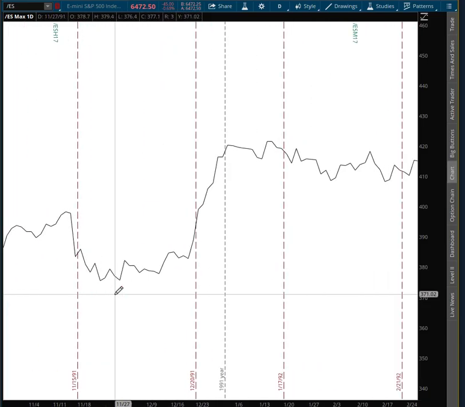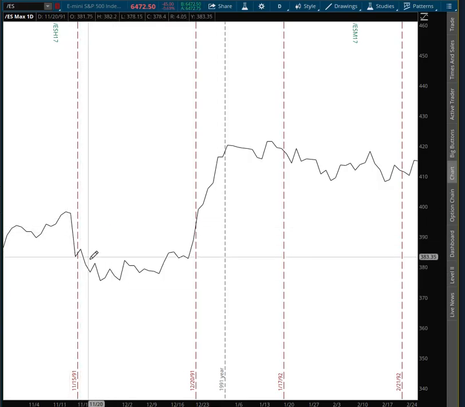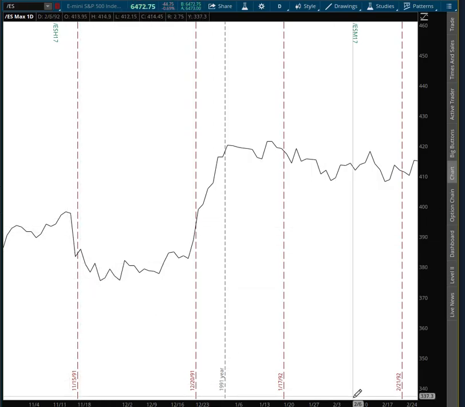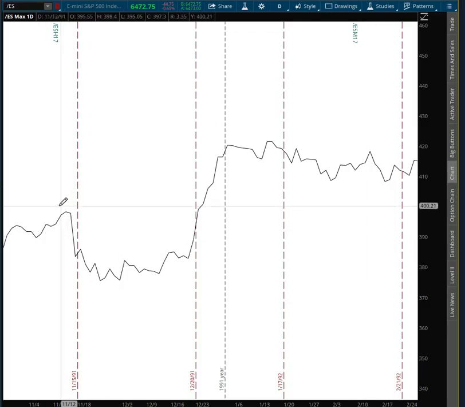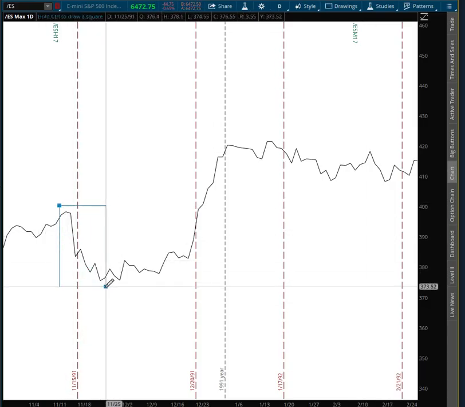We have a double dip bottom here. We have a leg, dip, dip, that's the bottom. So we can label that as a double dip fractal. But I had a few others here too.